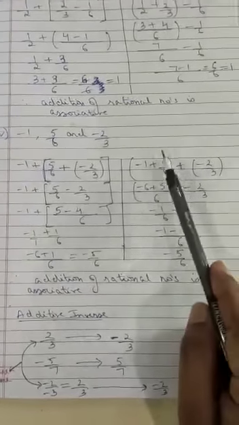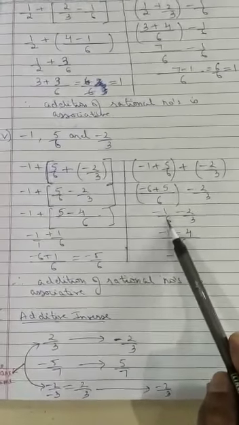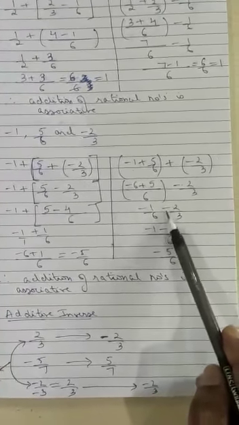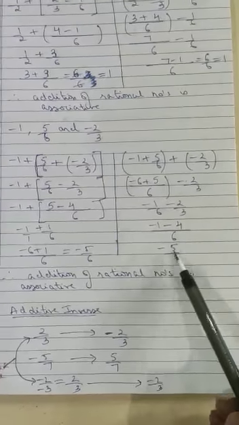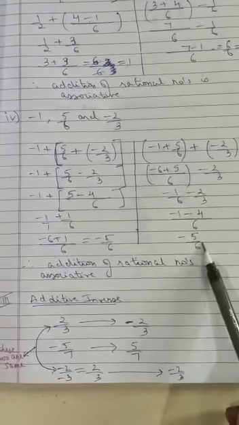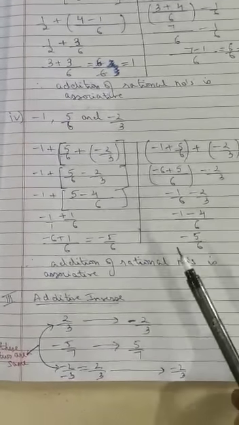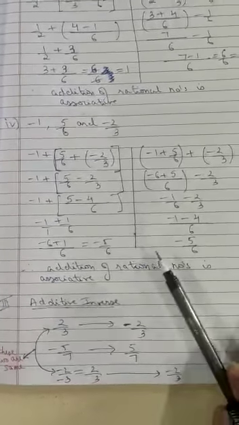Now here we are simplifying the first two numbers together. We'll get minus 1 upon 6, which on adding with minus 2 upon 3 will give us minus 5 by 6. Hence in both the conditions our answer will remain the same as minus 5 upon 6. This is addition of rational numbers, which is always associative.